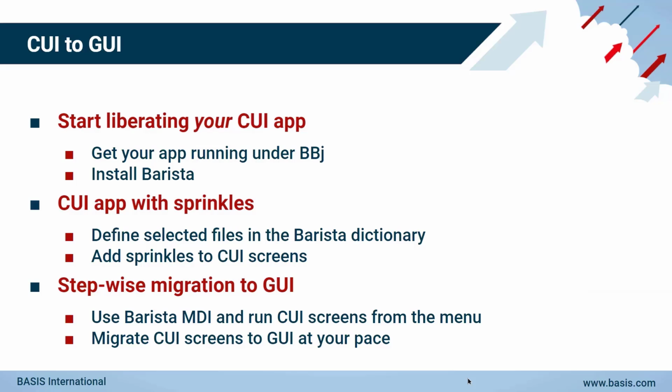Then, if you're going to modernize your CUI app, you'll create Barista file definitions for selected files, the ones you'll be accessing for your queries, reports, or widgets. If you want to start migrating your app, either from the start or after you've been running CUI with sprinkles, then you'll hook your CUI screens up to the Barista menu and change the menu entries as you replace each CUI screen with its new GUI counterpart.